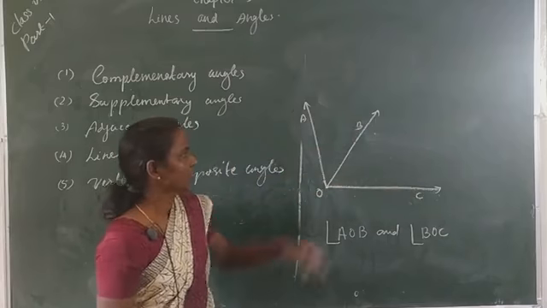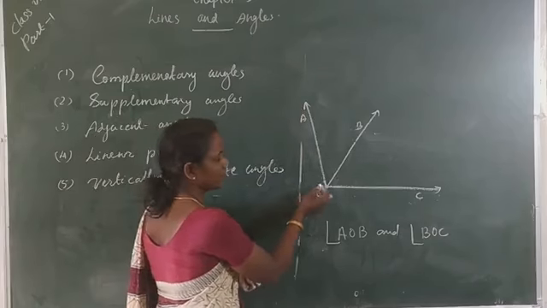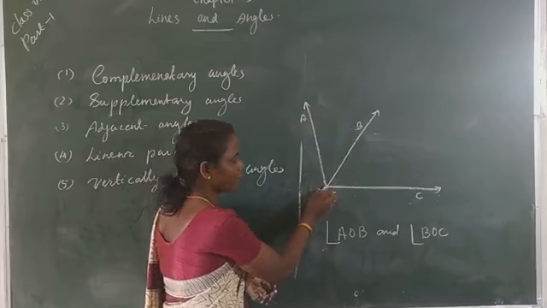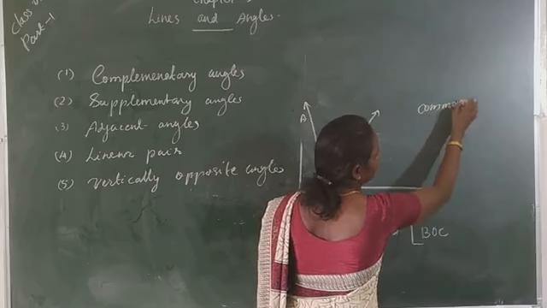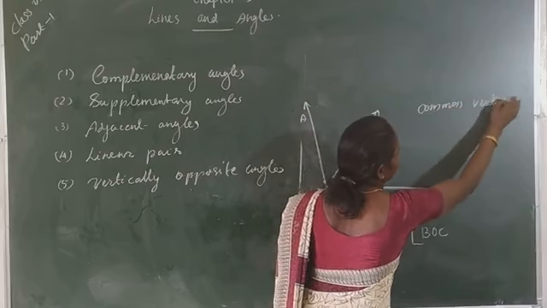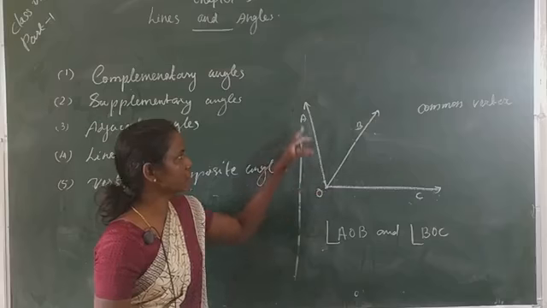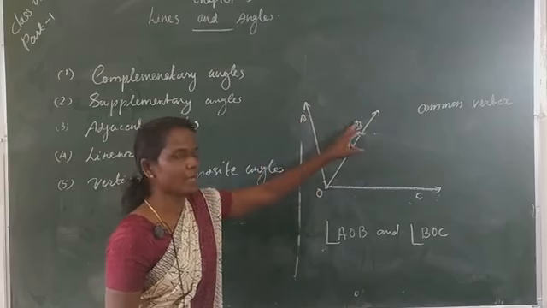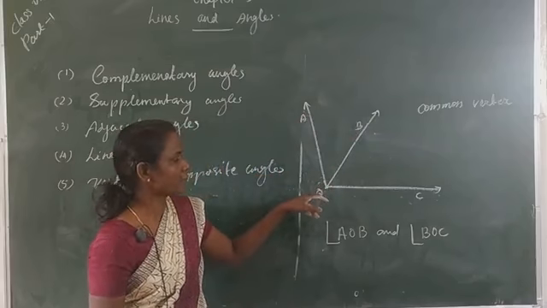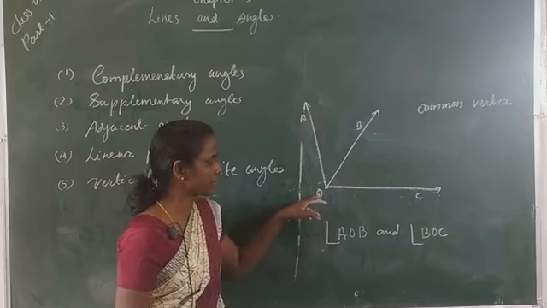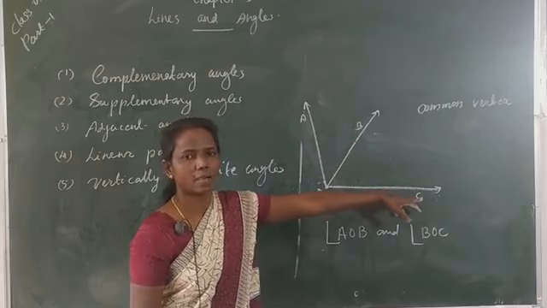Then why? Look, these adjacent angles have a common vertex. If two angles have a common vertex, look, angle AOB and angle BOC have a common vertex. What is the common vertex here? O is the common vertex of these two angles.